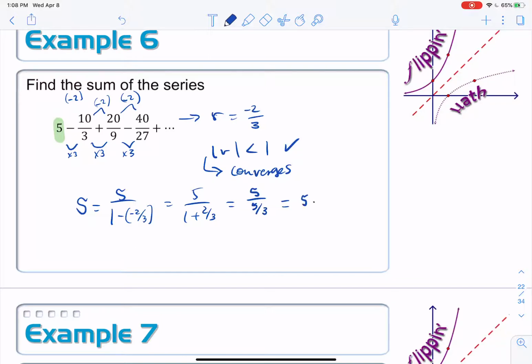which is 5 times 3/5. The 5's cancel, and I get a sum of 3. I don't know why I'm boxing stuff in green all of a sudden, but whatever.